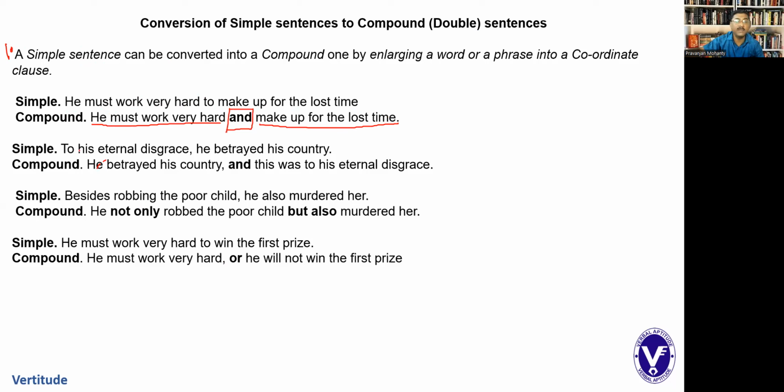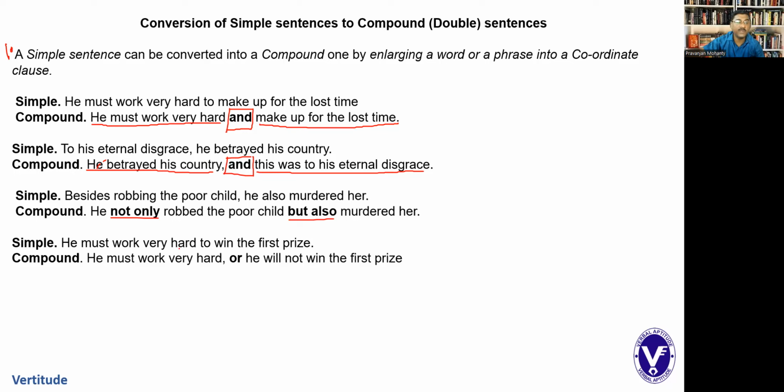Then, to his eternal disgrace, he betrayed his country. So, compound: he betrayed his country, and this was his eternal disgrace. So, and this was his eternal disgrace, this is another clause, connected by a coordinating conjunction. Then, besides robbing the poor child, he also murdered her. So when you have to make this sentence compound: he not only robbed the poor child, but also murdered her. So that becomes a compound sentence.